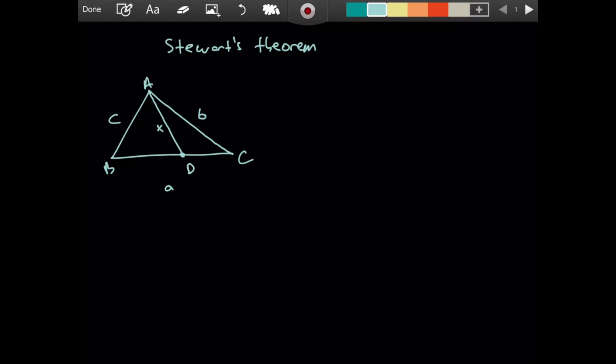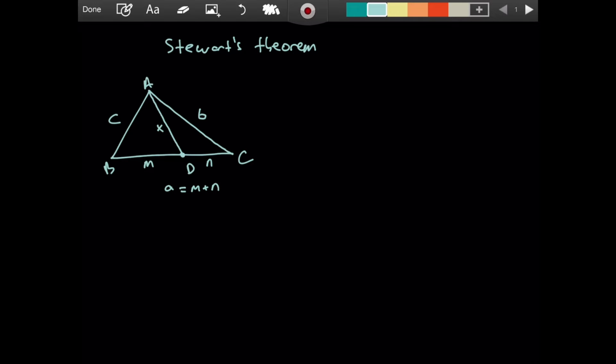And one thing that is also given is that the length between B and D is, well, we just need to give a letter name. Let's say it's, I don't know, m. This is a conventional way of writing it, I think. And let's say that the distance between D and C is n. Okay? So you can already see that a is equal to m plus n. Cool?